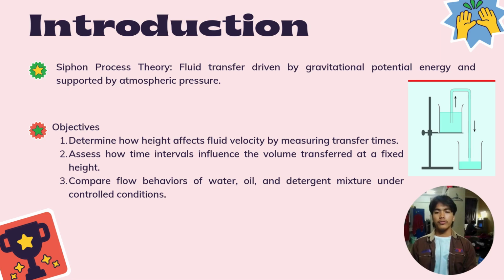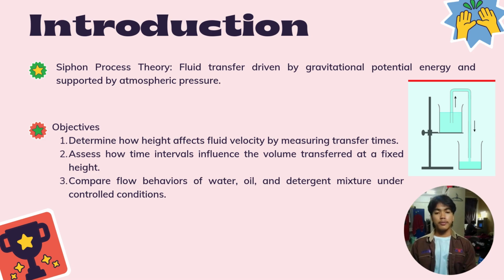Okay, now we continue to the introduction part. First, we must understand what the siphon process is. The siphon principle is the idea that fluid flows from the area of higher pressure to the area of lower pressure. A siphon works by creating a temporary vacuum in a pipe, which is then filled with water due to the difference in pressure between the two ends of the pipe.